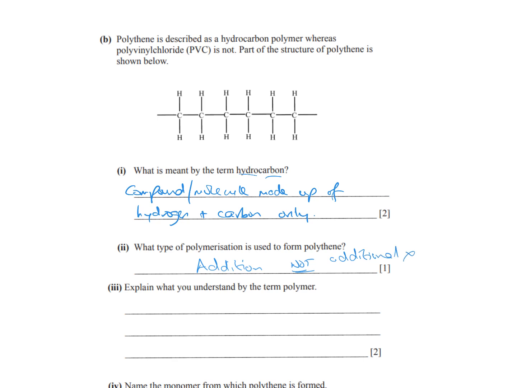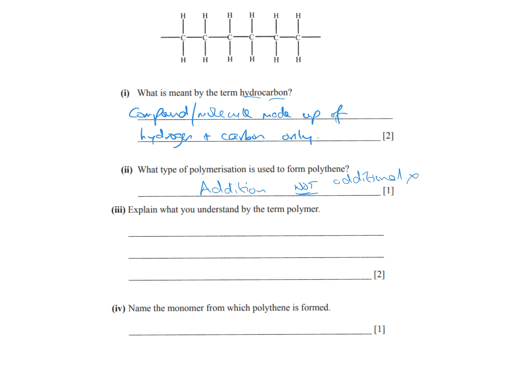Part 3, what do you understand by the term polymer? So something like a long chain molecule. So long chain and molecule are key there. And it's made up of smaller molecules, or you could say made up of monomers.